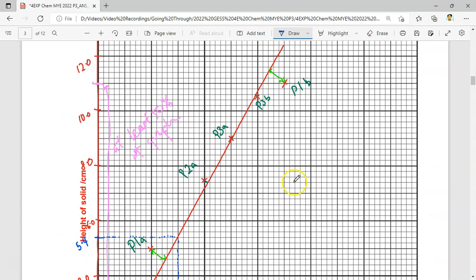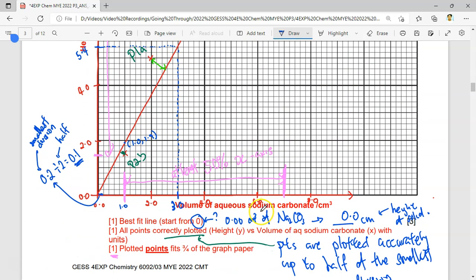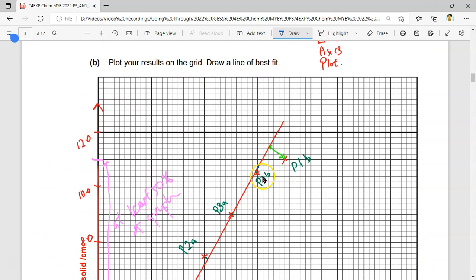Maybe I'll use another point here. Maybe let's use this point over here. Okay, never mind, don't use that point. The point is not very nice. Let's use a nicer point. Let's use this one over here. This one is sodium carbonate 6.0. Then the height of the solid will actually be 10.7.